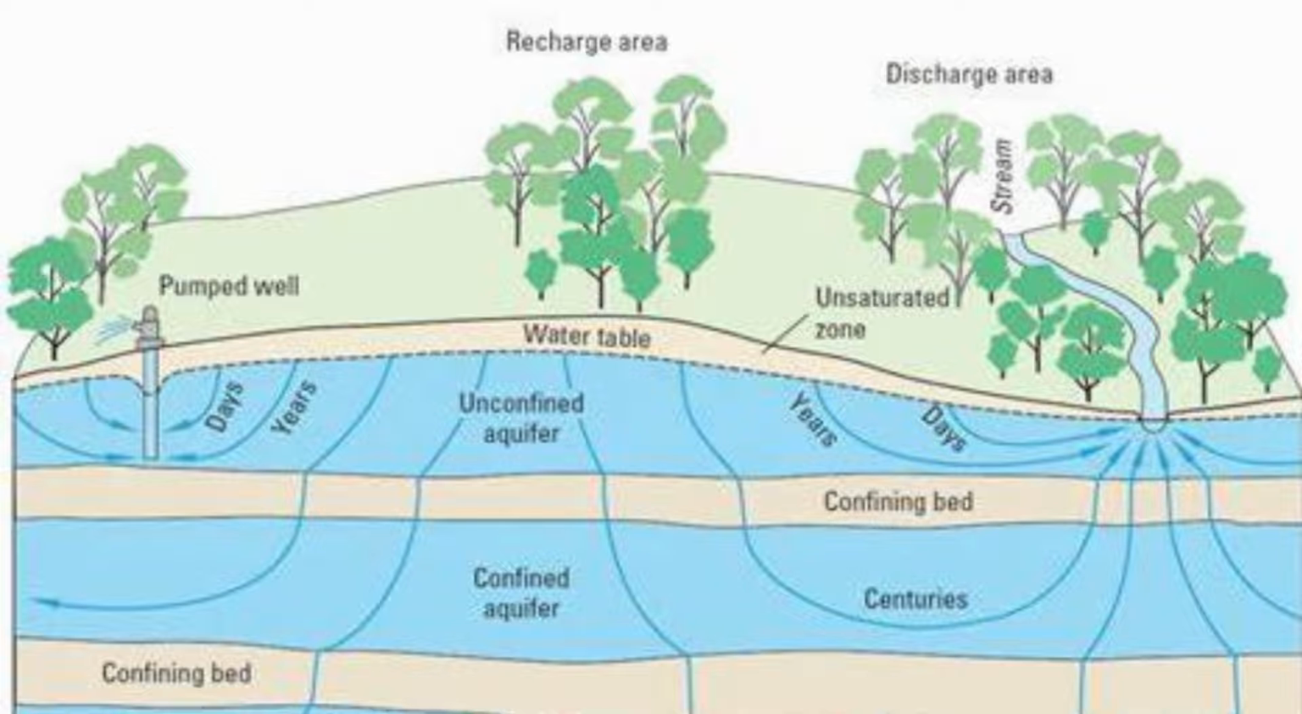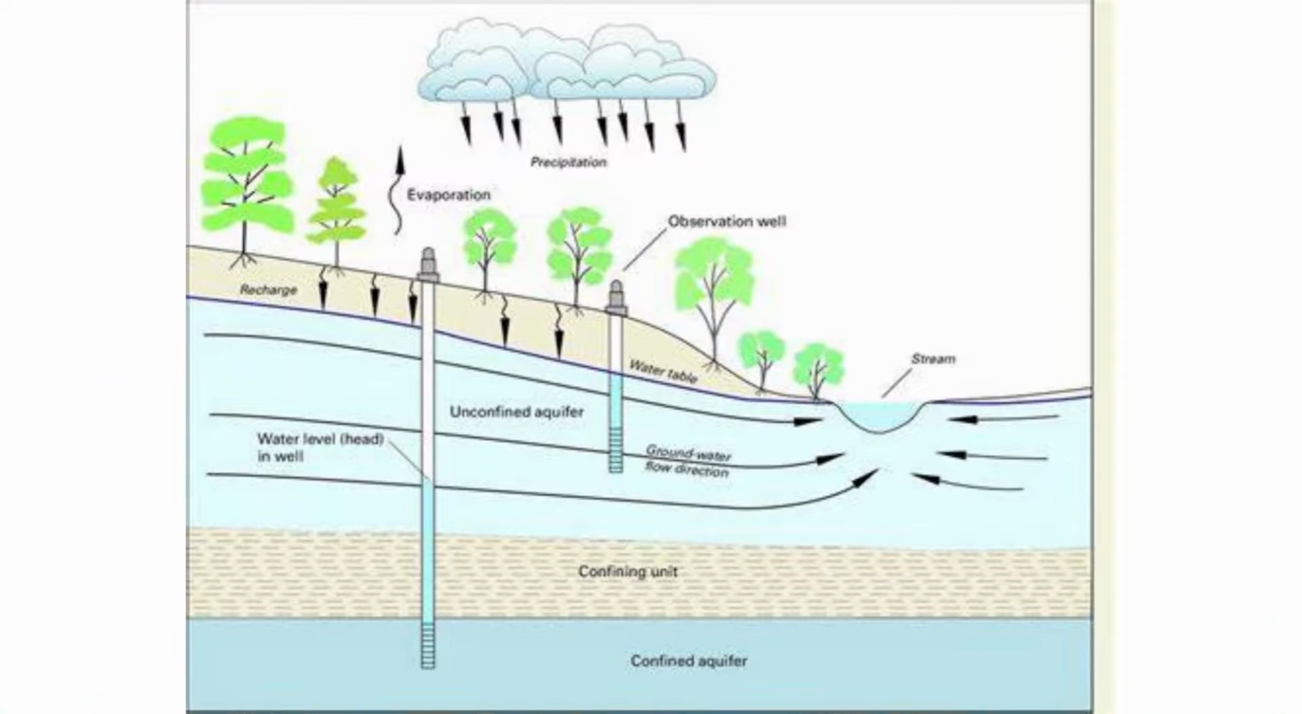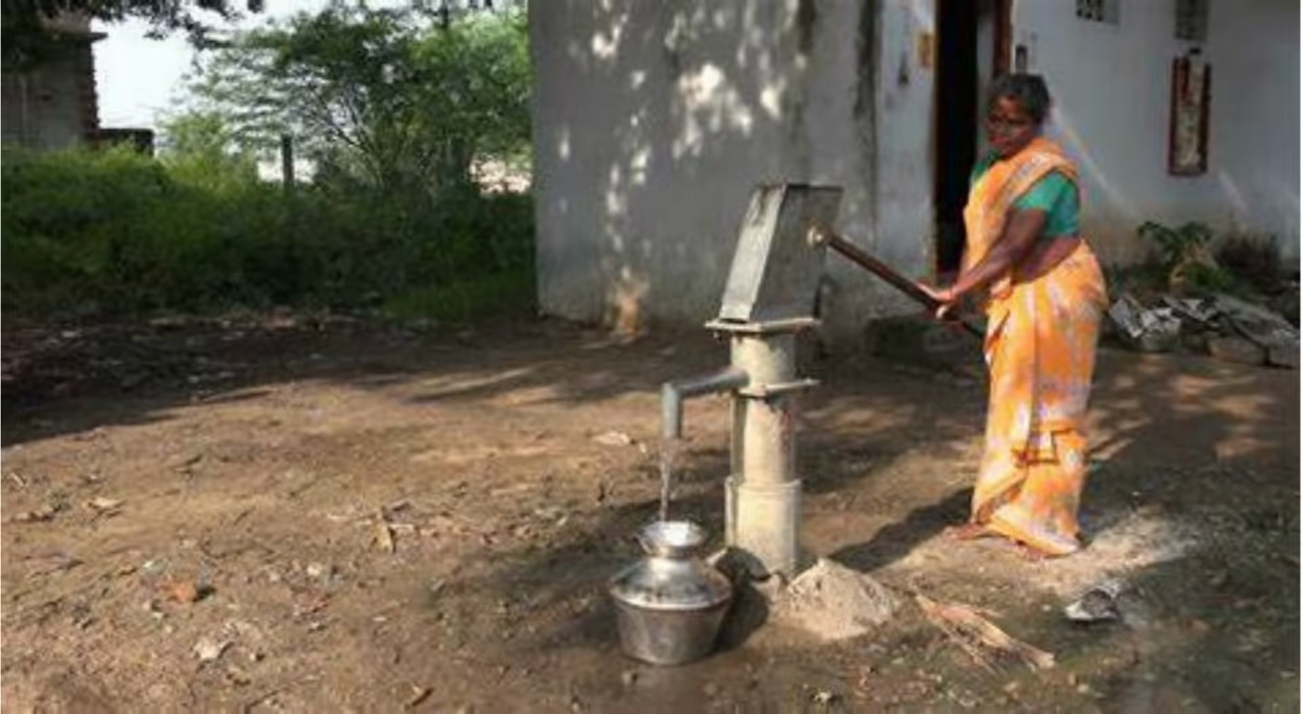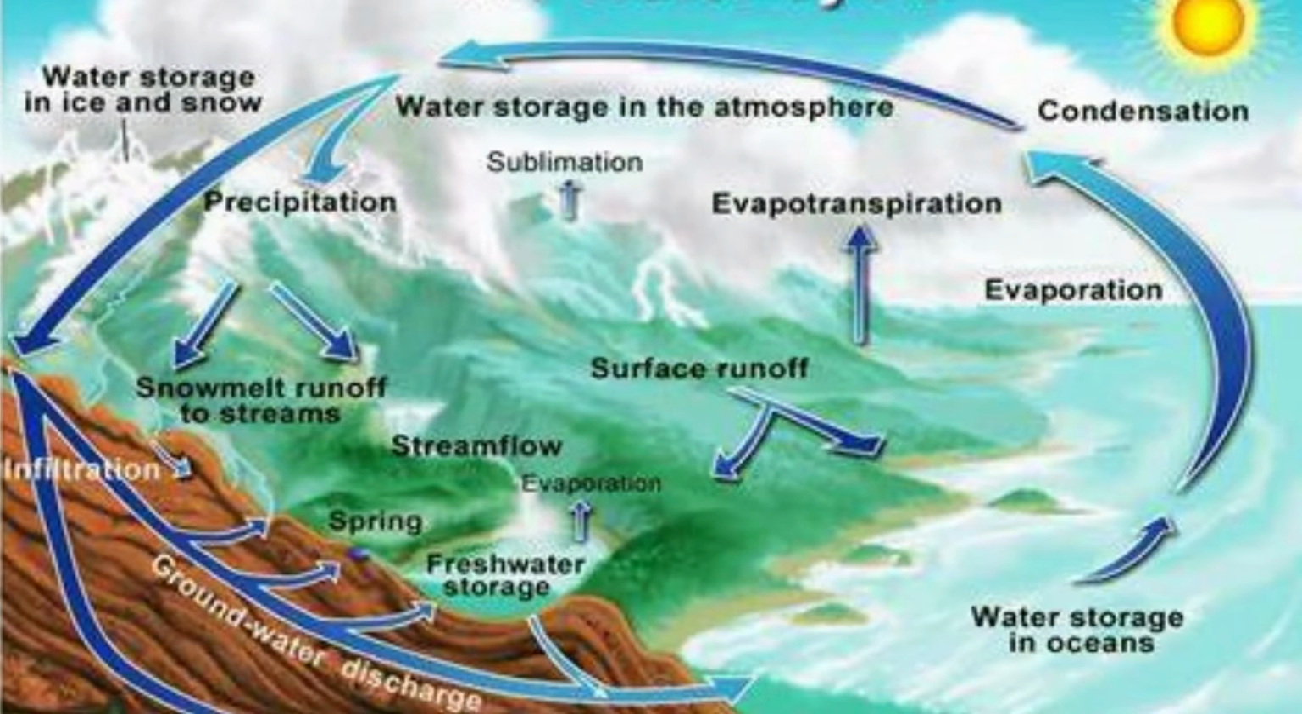Open wells are fed by groundwater. Groundwater is the source of many lakes as well. It is also this groundwater which is drawn by a hand pump or a tube well. The circulation of water in this manner is known as the water cycle.